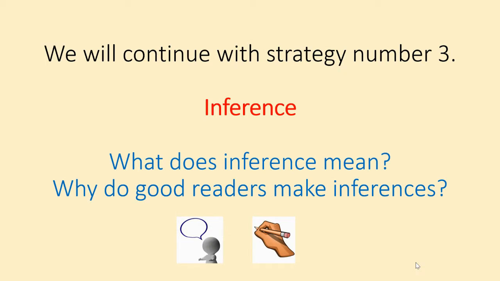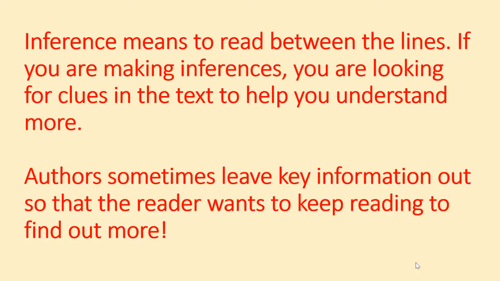We're going to continue with strategy number 3, which is inference. What does inference mean, and why do good readers make inferences? Say your answer out loud, then make a note of it in your home learning book or on your piece of paper. Do that now. Okay, so inference means to read between the lines. If you're making inferences, you're looking out for clues. You're being like a detective, looking for the clues that the author has left, and you're doing this because you want to understand the text more. And authors sometimes leave key information out so that the reader wants to keep reading and to find out more. It makes reading much more exciting when there's lots to infer.